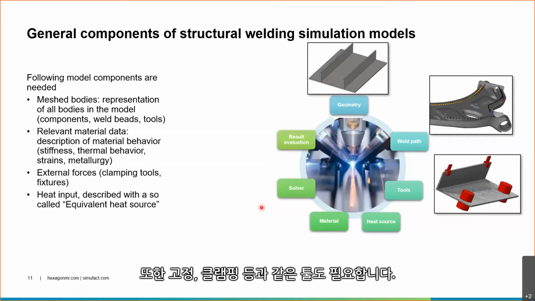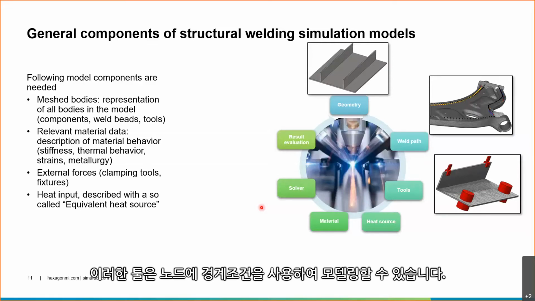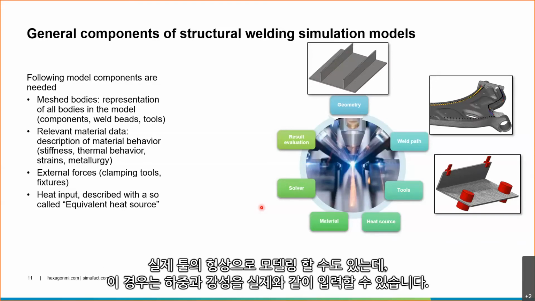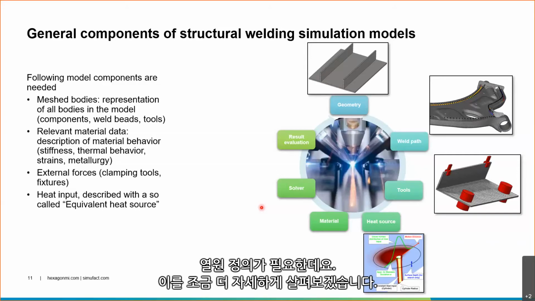We need tools, so basically fixtures, clampings, and so on. They can be idealized in a sense that nodal boundary conditions are used. They can also be, like in our case, usually real two geometries with, for instance, forces or stiffnesses applied to them. We need some type of heat source definition. We will look into it a bit in detail a bit further.